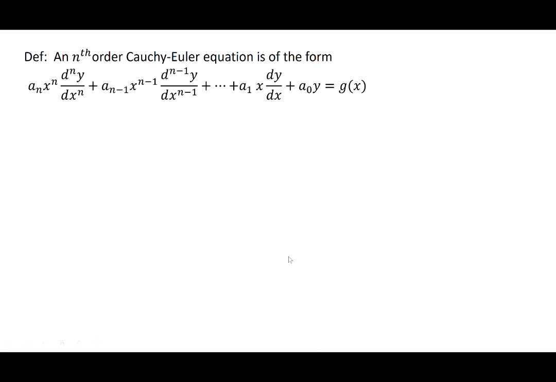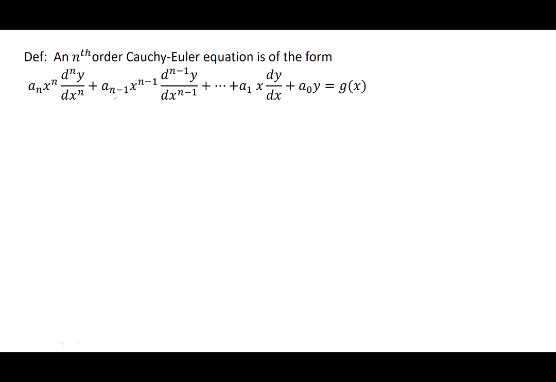First of all, what in the world is the form of an nth order Cauchy-Euler equation? This is the form. Take a good look at it. Let's focus on just the first term, a sub n x to the n d^n y/dx^n. You remember in chapter 4, we had constant coefficients. That means our equation looked like a sub n d^n y/dx^n. But now we have this a sub n times x to the n.